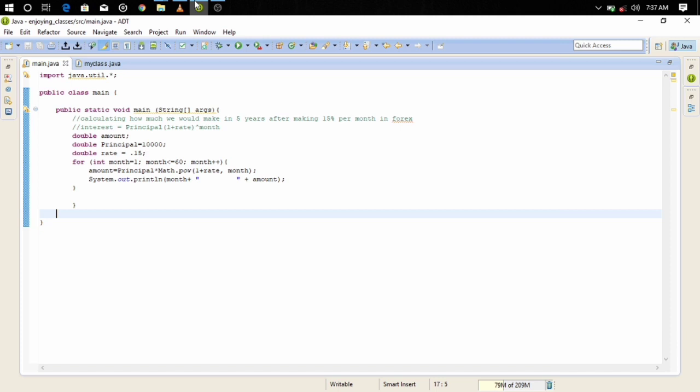So what you're looking at here right now is a Java program that's meant to calculate how much you can make when making a 15% return on investment every month while trading in the forex market.